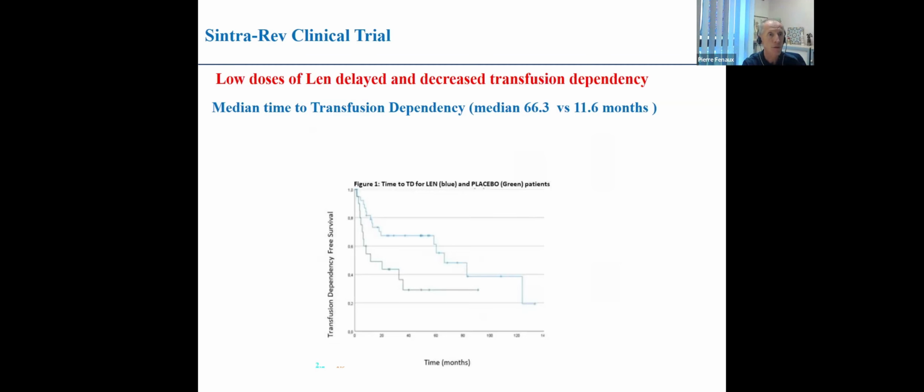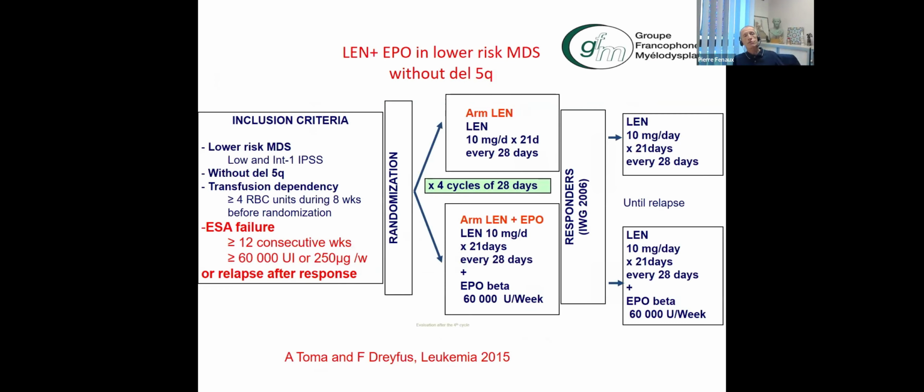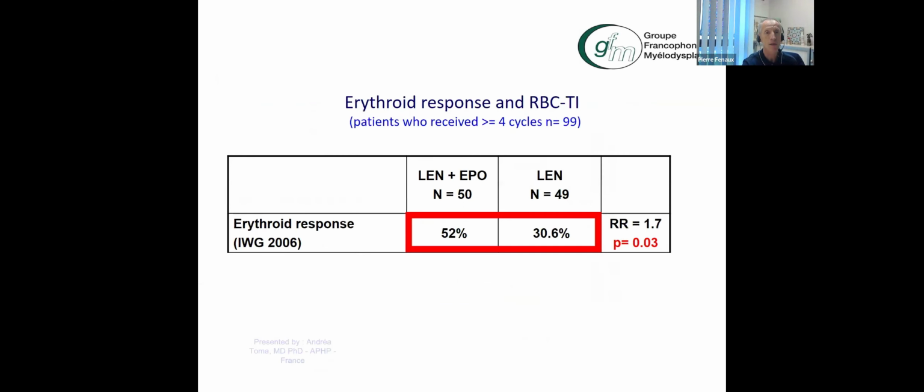Another possibility is to use lenalidomide as second-line treatment in patients without 5q deletion, a situation where it's not approved. And we found that in those patients who are resistant to EPO, lenalidomide plus EPO did better than lenalidomide alone. That was a randomized study. As you can see, the response to the combination was 52% as compared to 30% with lenalidomide alone. So it's a good second-line treatment to which approximately half of the patients will respond.